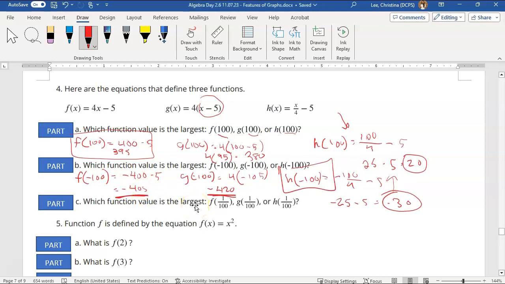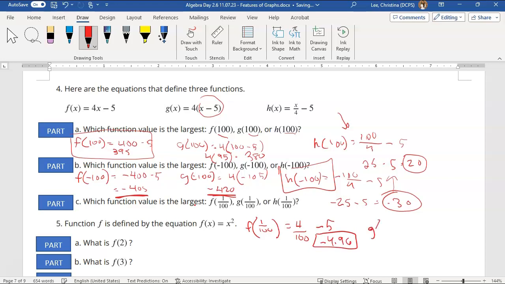And then the last one is actually asking you to do the same thing with fractions. All right, so that is going to stretch your brain just a little bit. I'm going to show you if we do f of 1 over 100, you can get 4 over 100 minus 5. Now, if it's helpful for you to put that in fraction form, decimal form, you can, but you get 0.04 minus 5, which is going to give you negative 4.96. All right, that gives you a solid number to look at.